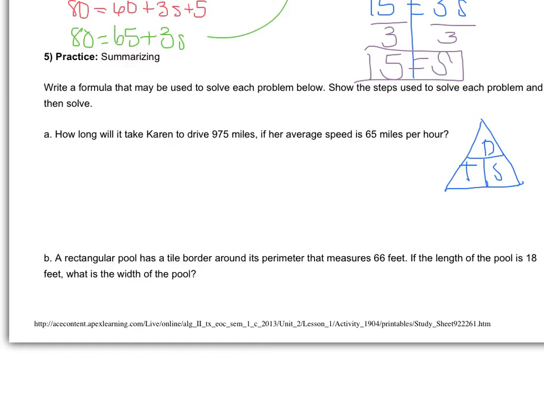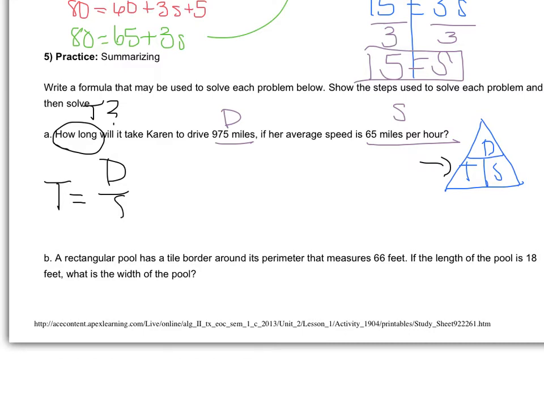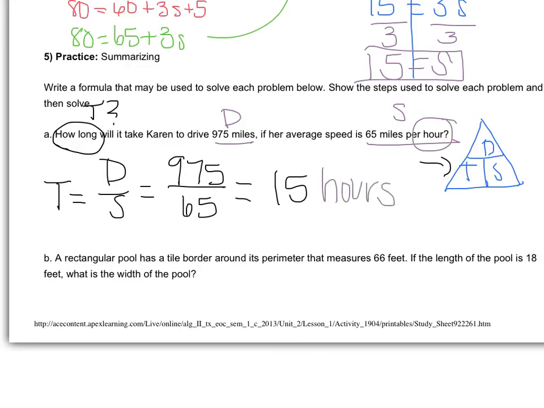They've given us a distance of 975 miles. They've given us a speed of 65 miles per hour. And when they ask us how long, they're asking us about time. So that tells us that from this triangle, we can see here that time is equal to our distance divided by our speed. Well, our distance is 975. Our speed is 65. And if we divide 975 by 65, we're going to get 15. And our time is going to be measured in hours because it did tell us that it was miles per hour. So it would be 15 hours.